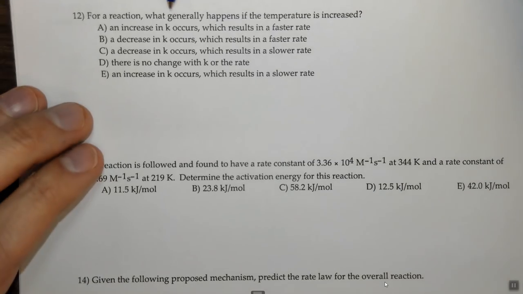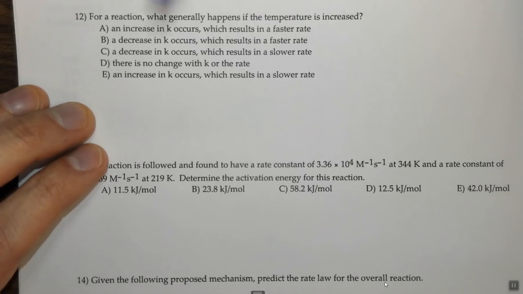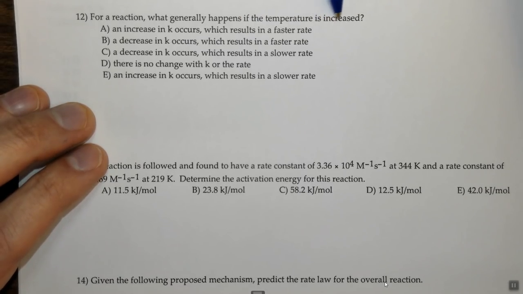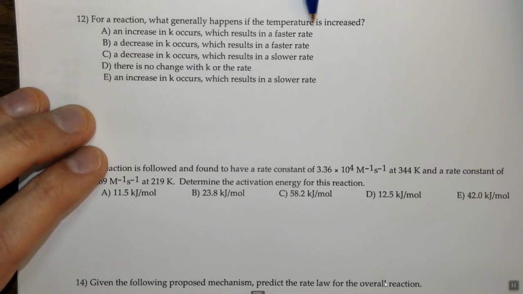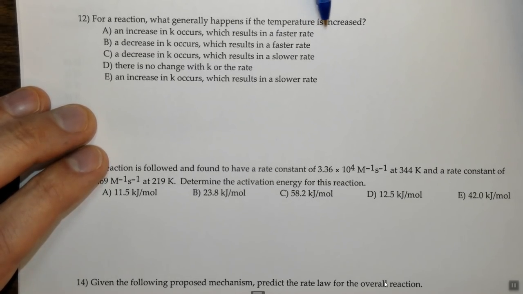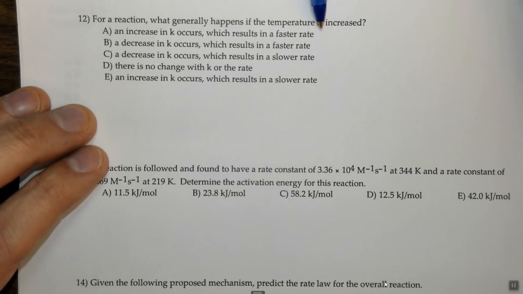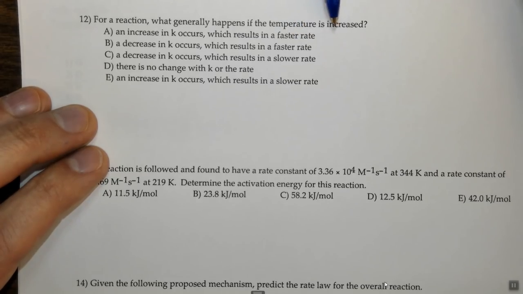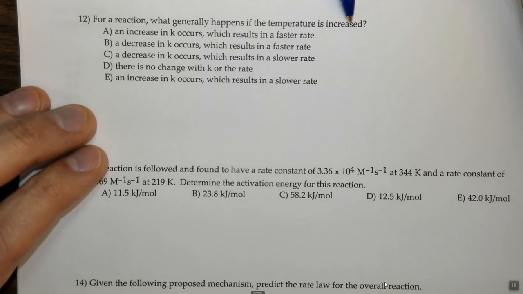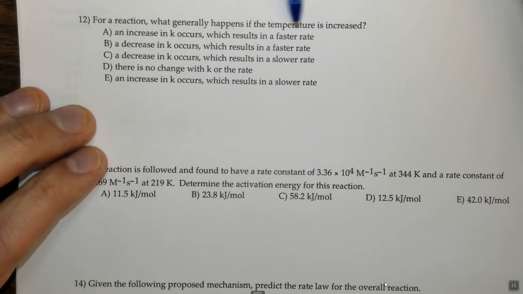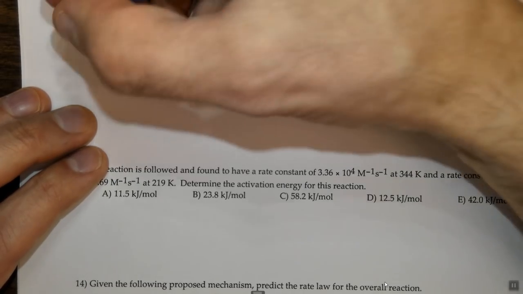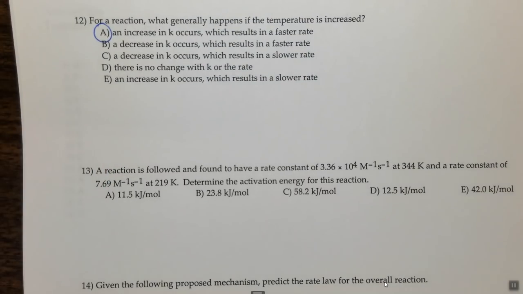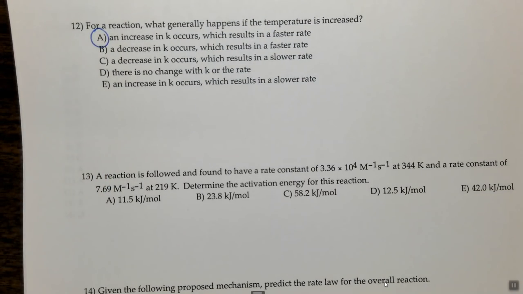Question 12 says, for a reaction, what generally happens if the temperature is increased? Well, two things generally happen if the temperature is increased. One, there are more collisions because the molecules are moving more quickly. And two, there are more effective collisions because the collisions that occur in the right orientation will have enough energy to overcome the activation energy and go on to form product. So generally speaking, if the temperature increases, the k, the rate constant, increases and the rate of the reaction is faster. Note that temperature does not change the concentration. Temperature also does not change the reaction order.